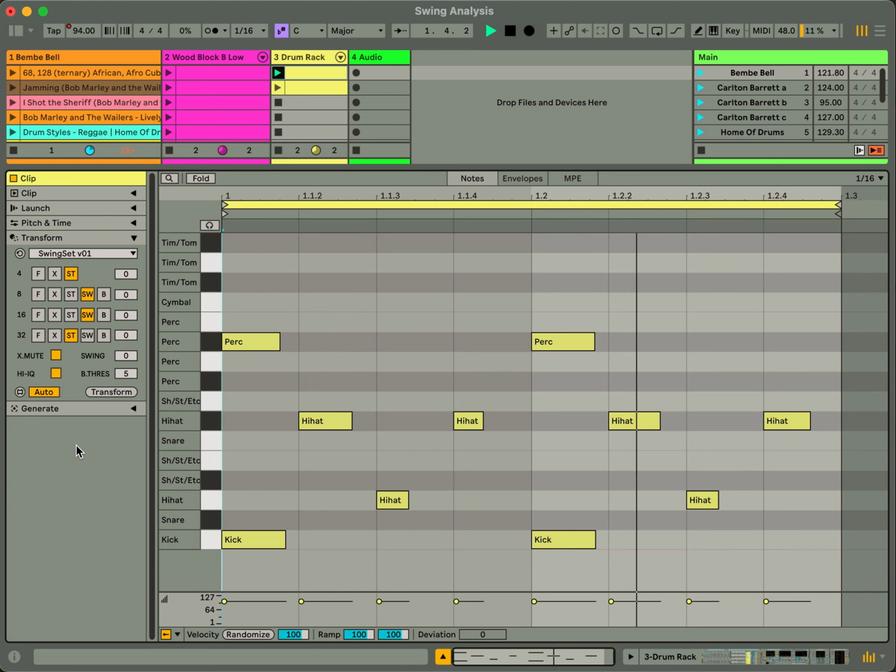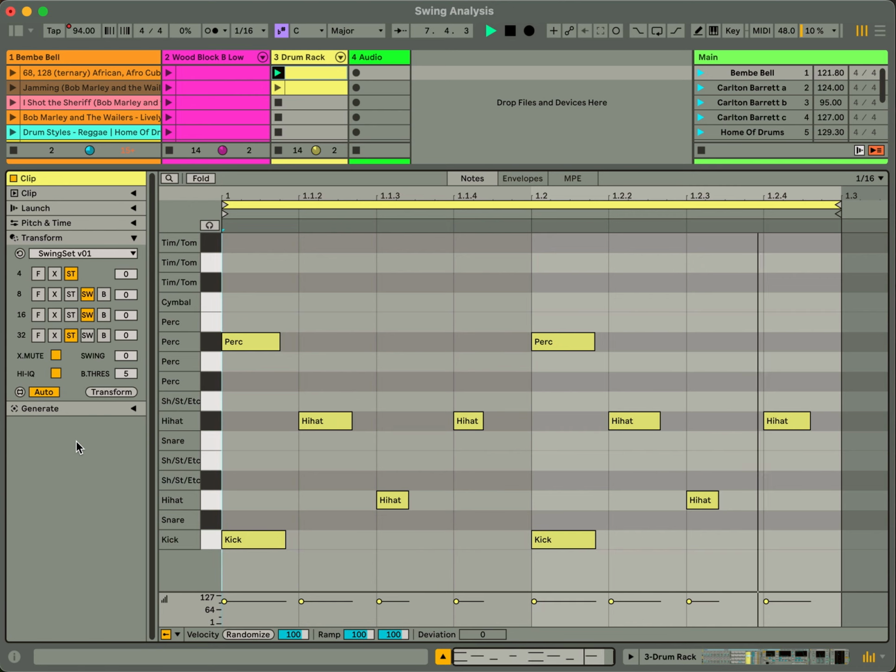Swingset is a Max for Live transformation utility I developed. It's running here in Ableton Live. I'm going to explain how Swingset is a professional-grade swing quantizing system and what makes it unique. What constitutes a professional-grade swing quantizing system?